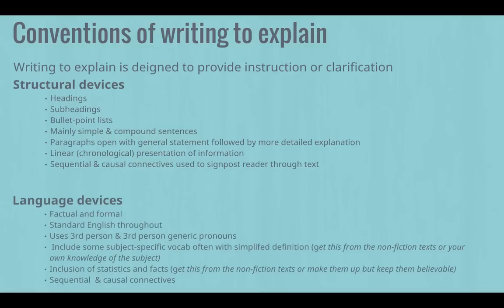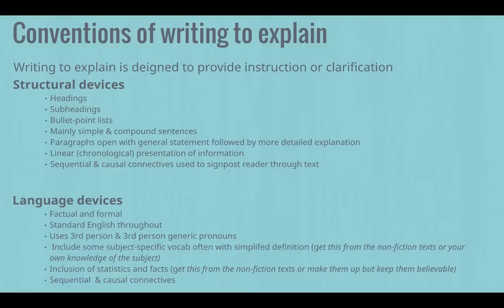Language devices, again, very similar to writing to inform. Like writing to inform, it is in essence factual and formal. So the tone needs to be formal, there should be consistent use of standard English throughout. In terms of pronouns, writing to explain will tend to use third person and third person generic pronouns to establish some kind of distance, some space between the writer and the audience.